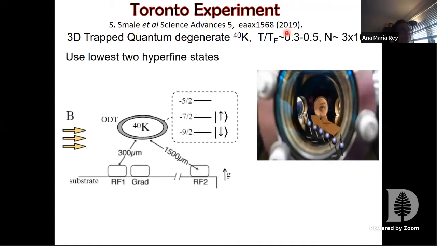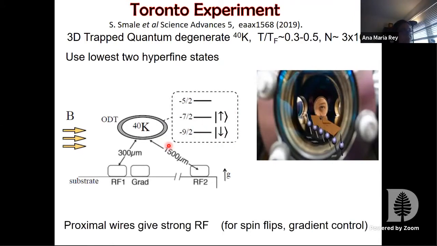So what we did is that we chose two of the internal levels of potassium, two hyperfine levels, to encode a spin-1/2 system. And this is going to be our qubit, our spin-1/2 atom. And we are going to try to control single qubit gates and interactions between these atoms via RF pulses and by applying magnetic fields.